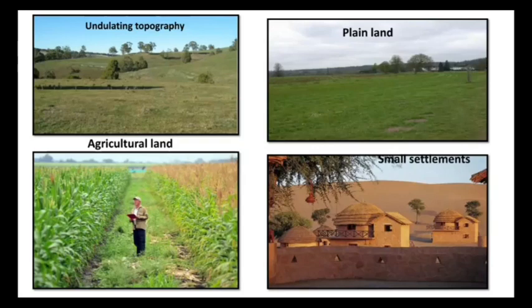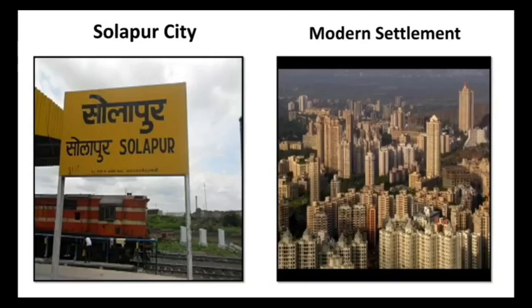They had seen undulating landscapes and houses made up of clay. As they moved forward, they spotted plain land and agricultural land. Now, as they reached Solapur city, they observed a change in the surroundings.